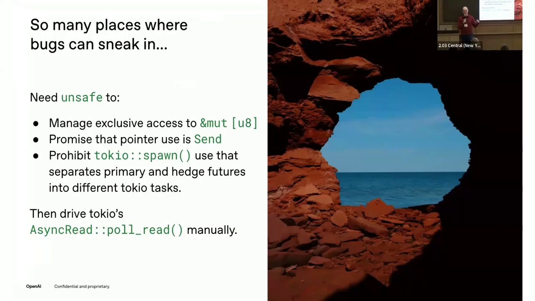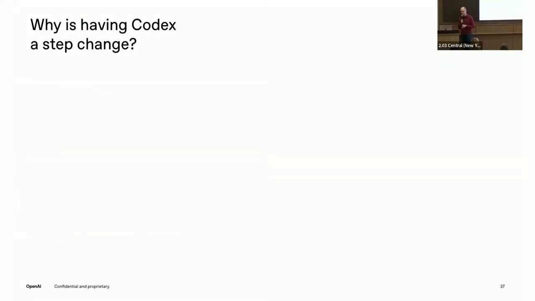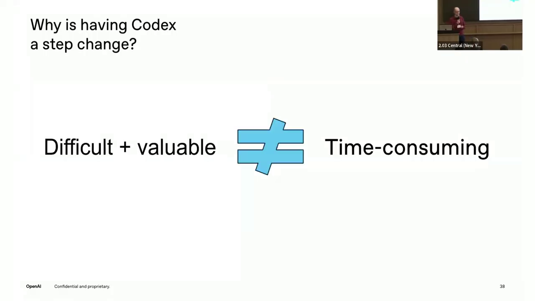There are so many places where bugs can sneak in, and actually the problem is even worse because remember these other things I talked about? Yeah, we still need to worry about putting all of that code together with the retries and the checksums and the streaming and the non-sequential reads and so on, right? So this is just a lot to even keep in mind, let alone build and implement and test, right? So why is having Codex in the loop a step change for us?